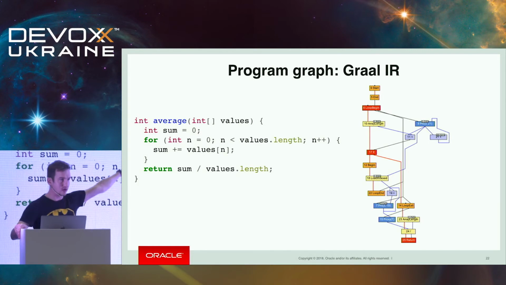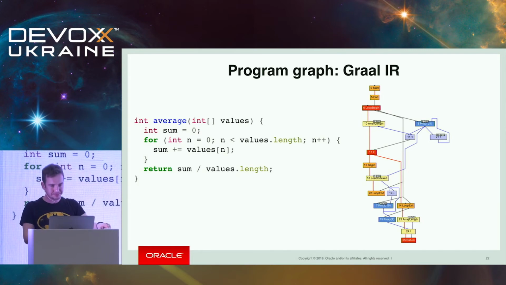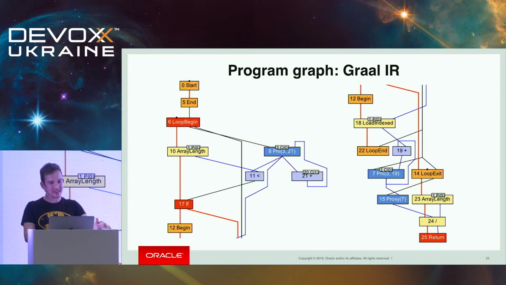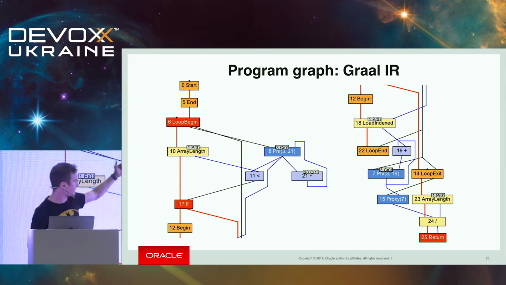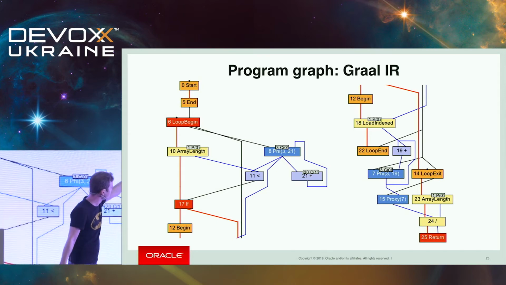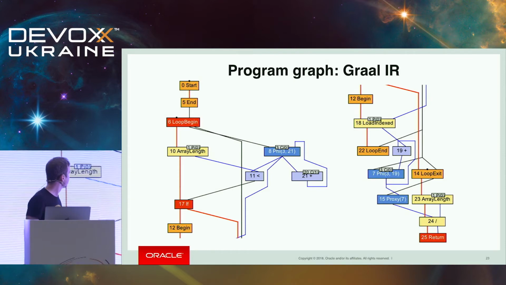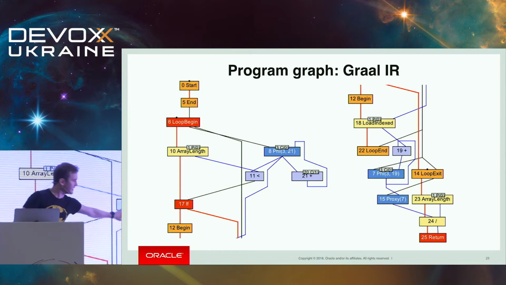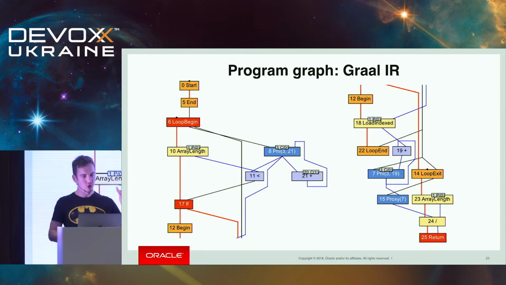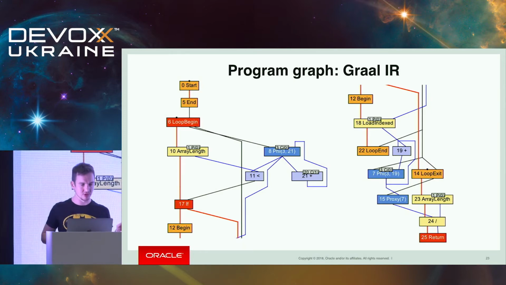Red is the control flow, blue is data. And if you look at that, you can figure out things which make sense. There are loop starts and loop ends. There are checks for array lengths. There are arithmetic operations. But in general, if you're not a compiler developer, probably you will not look at those things. But it's very important to know that they are there.